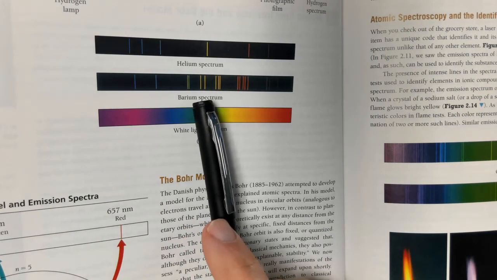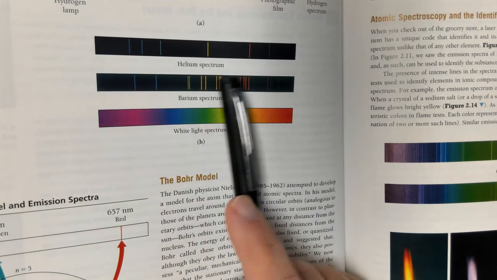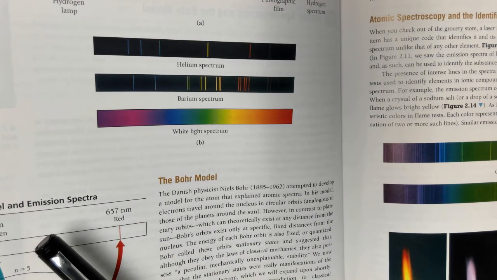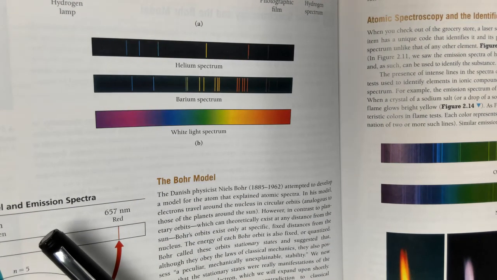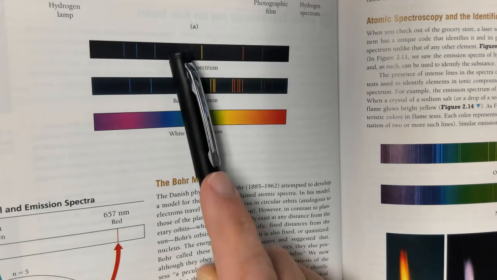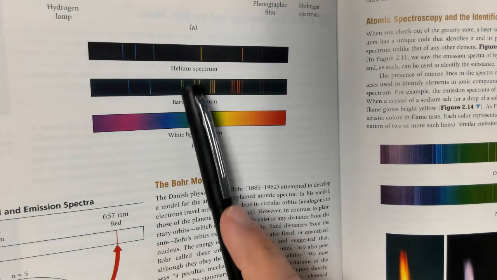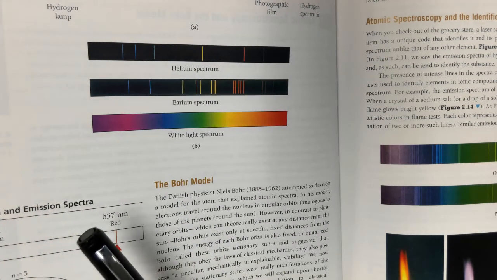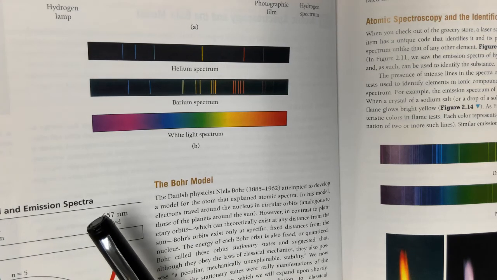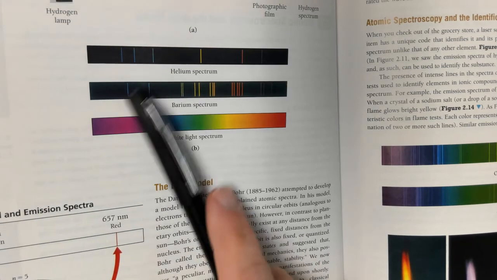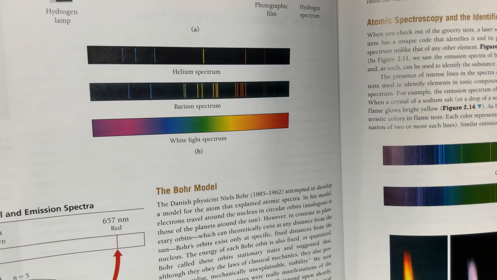Barium produces a quite different set of emission bands. And so these are like fingerprints. We can use this to analyze and determine elements that are present in a particular sample. It just doesn't hold for atoms. Molecules can also behave this way.